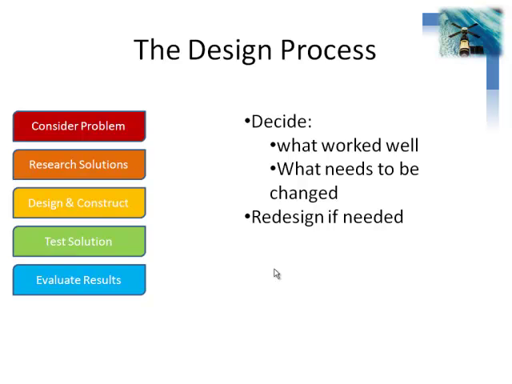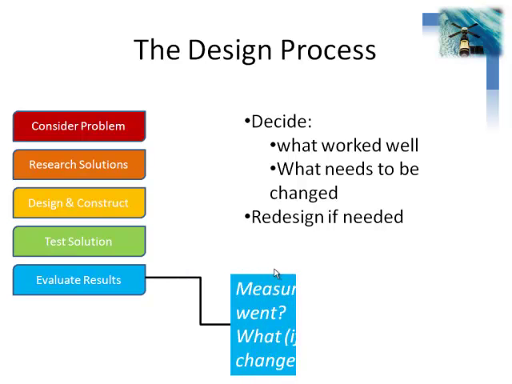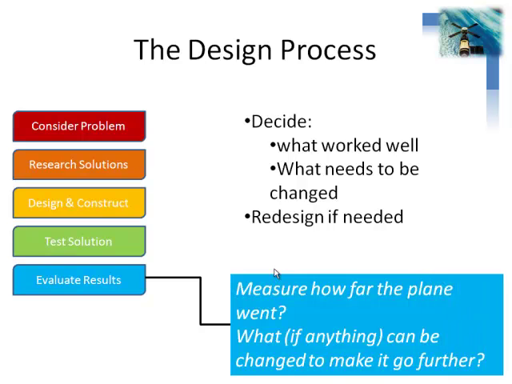After you run a test, you want to basically do something called evaluate. Evaluate's just to decide using data. And so if it works, you share the invention with the world. You're done. If it doesn't work, though, you have to go back around and redesign. And so evaluation is basically asking a question. How far did the plane go? And what can be changed to make the plane go further?